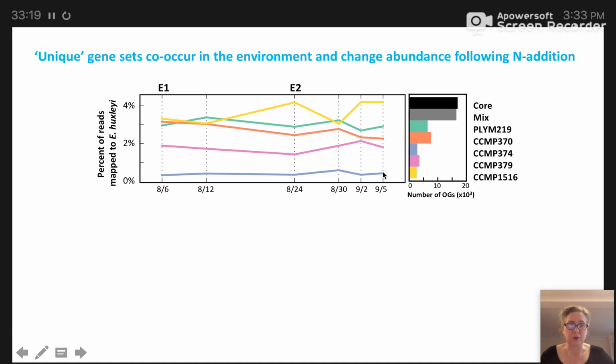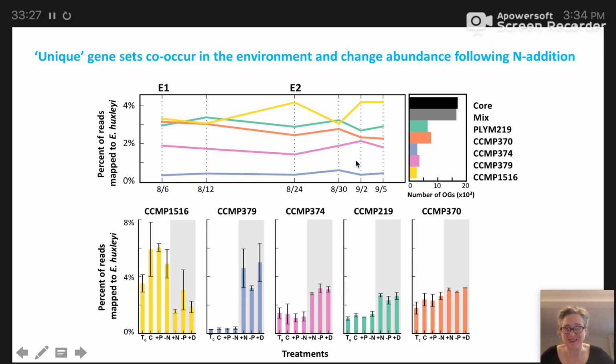So the question is, if we add resources, do any of these patterns change? And again, the answer is yes. So here we have the same percent of reads mapped to E. huxleyi. And if you just focus on the yellow and the blue here, you can see the yellow is highest in situ in the control and in treatments that didn't receive nitrate. And that signal is dramatically reduced in the samples that received nitrate. That's opposite from the blue strain, which in the environment was very low, but increased dramatically when we added nitrate.